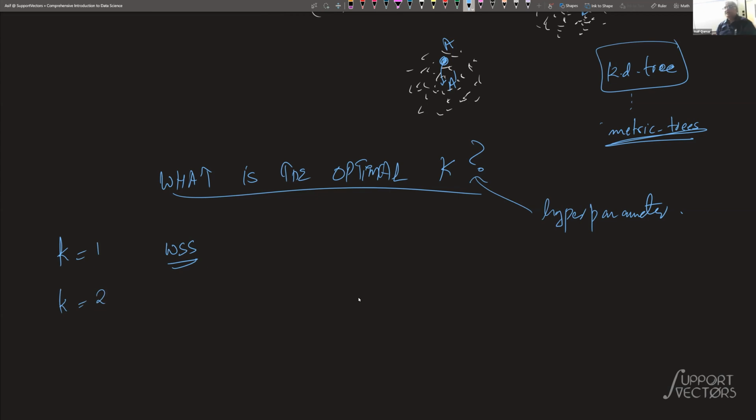Why K is equal to 1? It may be true that the data is just one cluster. You don't know, isn't it? One cluster may be it. K is equal to 2, K is equal to 3, all the way to K is equal to the number of data points itself.